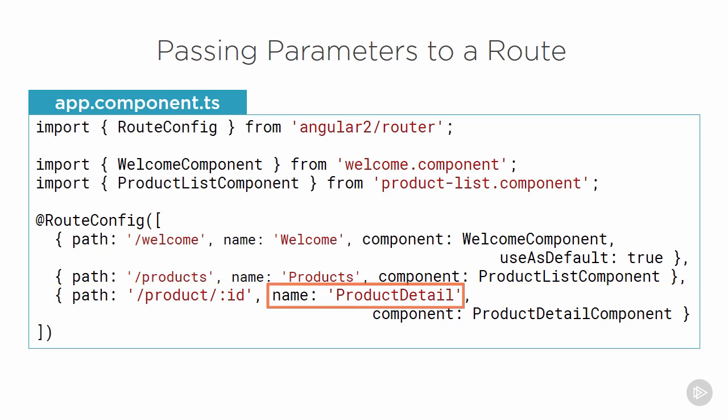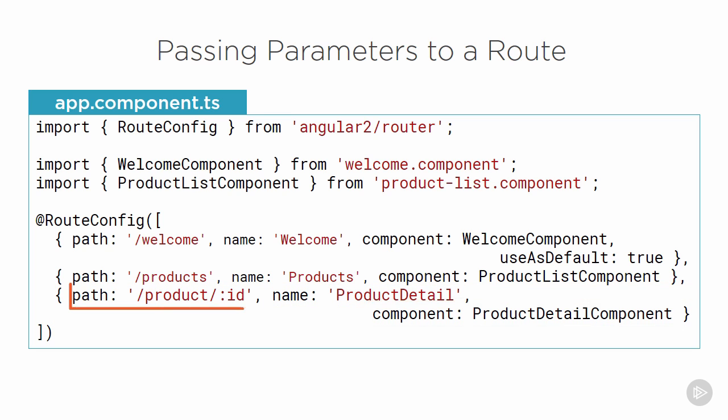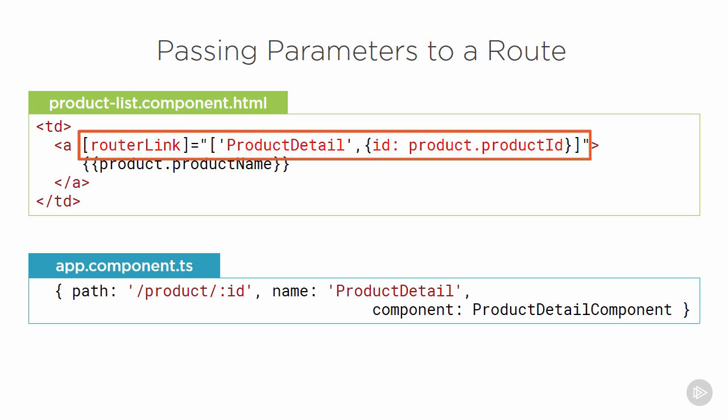We give it a name and specify the component just like the other routes. The difference is in the path. We add a slash, a colon, and a variable to hold the parameter. If multiple parameters are needed, we'd repeat this with another slash, colon, and variable. We then define where the user will activate this link. It is there we set the router link and pass in the required parameter.